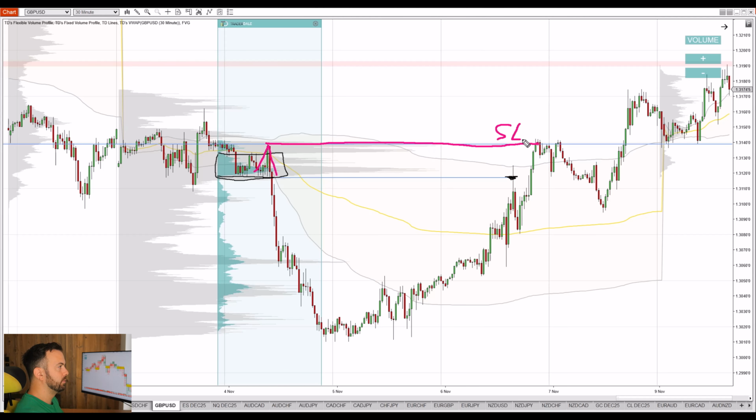This was the stop. It should be behind the heavy volume zone, because the heavy volume zone represents a barrier, right? The price shouldn't go past it, so that's why the stop is behind it. So that was the stop loss right here.